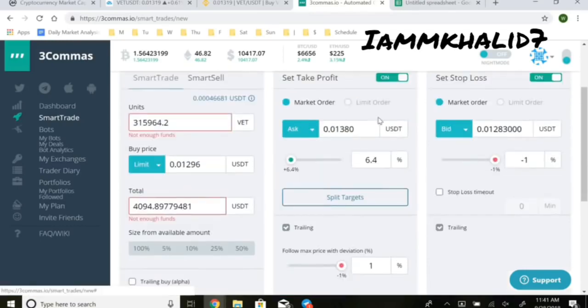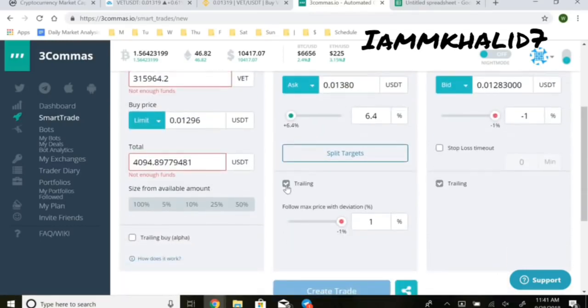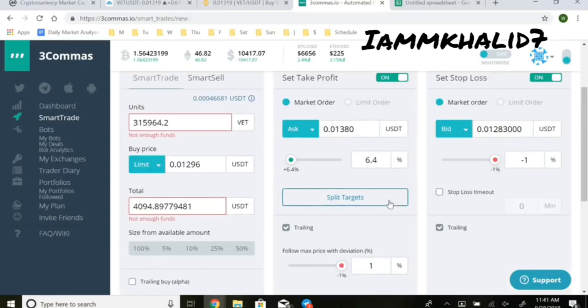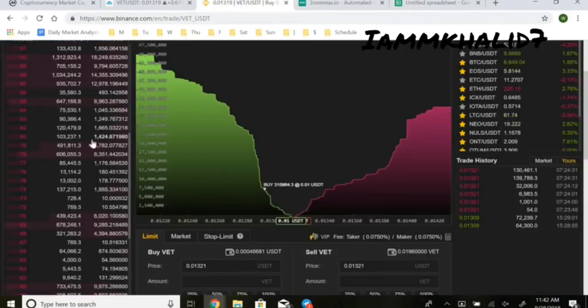So now that we did that, there's one other thing that I wanted to do, which is actually check off the trailing box and then follow max price with deviation minus 1%. Now what this actually does is as the price of the asset continues to rise, it will actually trail your order to sell to take profit. So what that means is I set my limit order to sell at 1380 at a 6.4% profit. Now once it gets to 1380, it'll make a line at 1380, and if the price continues to rise, the order will follow the price of the asset and will basically close.